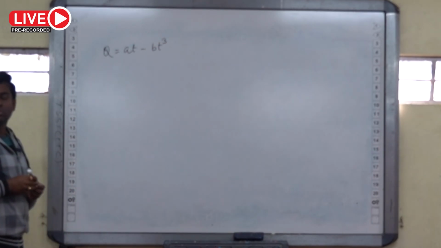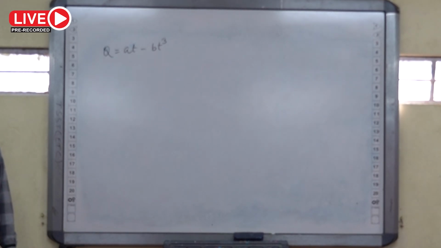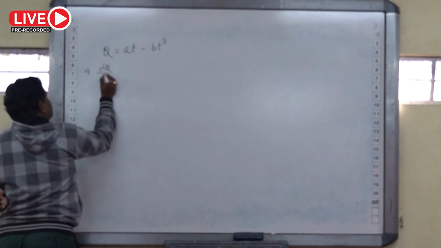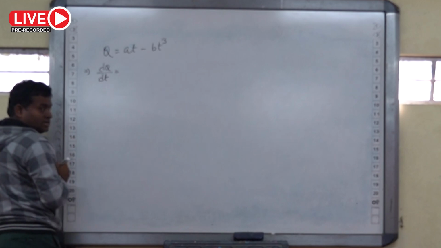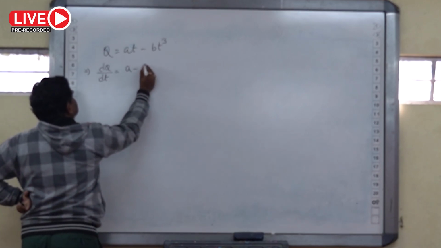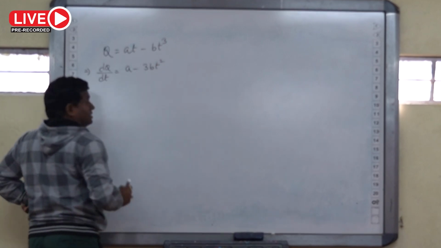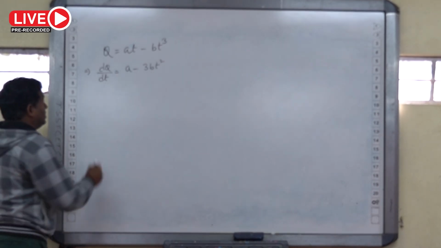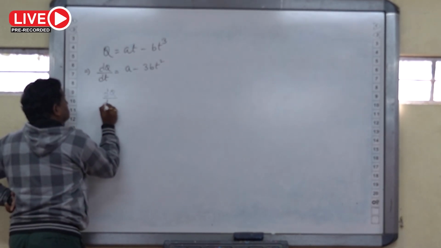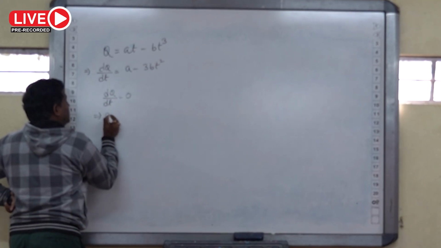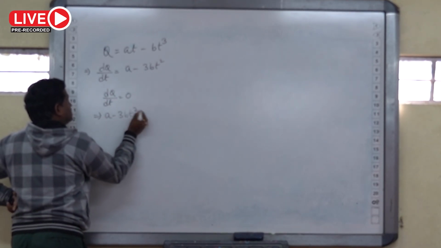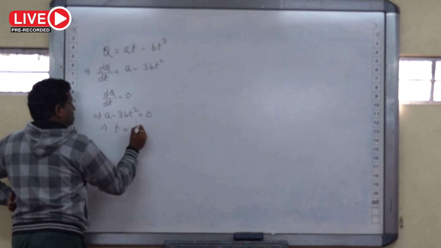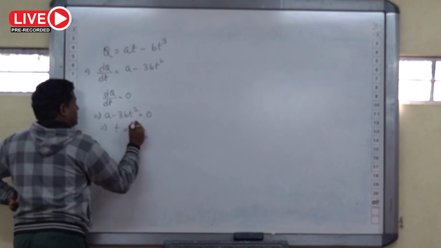Okay, so this one is given Q equal to a t minus b t cubed. Then first calculate dQ by dt. This will give you current, that is a minus 3b t square. Now when charge flow will be maximum, then this first derivative should be 0. So setting this equal to 0, I can write a minus 3b t square equal to 0. So t should be equal to root over a by 3b.